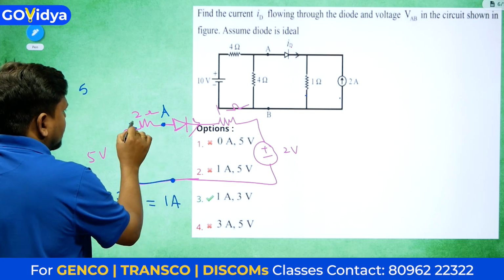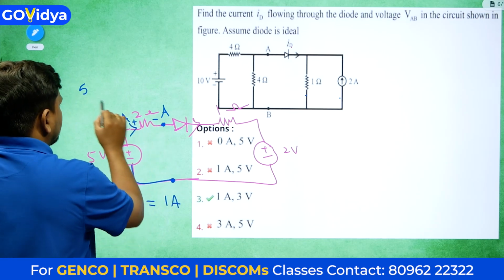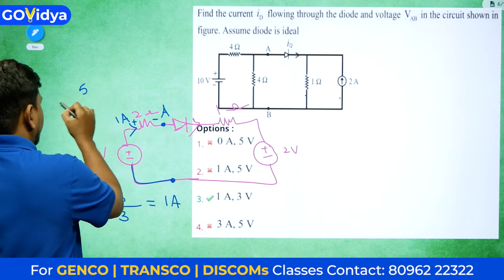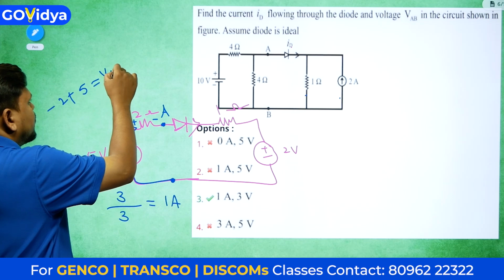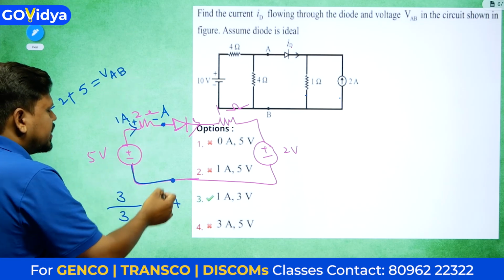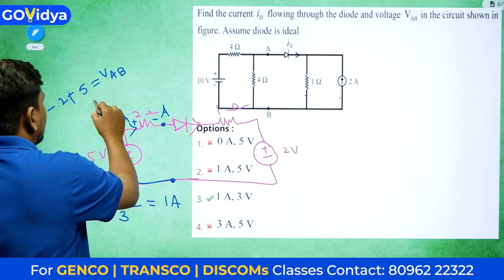Current enters here, this is plus, this is minus, and 1 ampere is flowing in this direction. That means minus 2 plus 5. Okay, so minus 2 plus 5, that is nothing but VAB. A to B means VAB. So that is nothing but 3 volt.